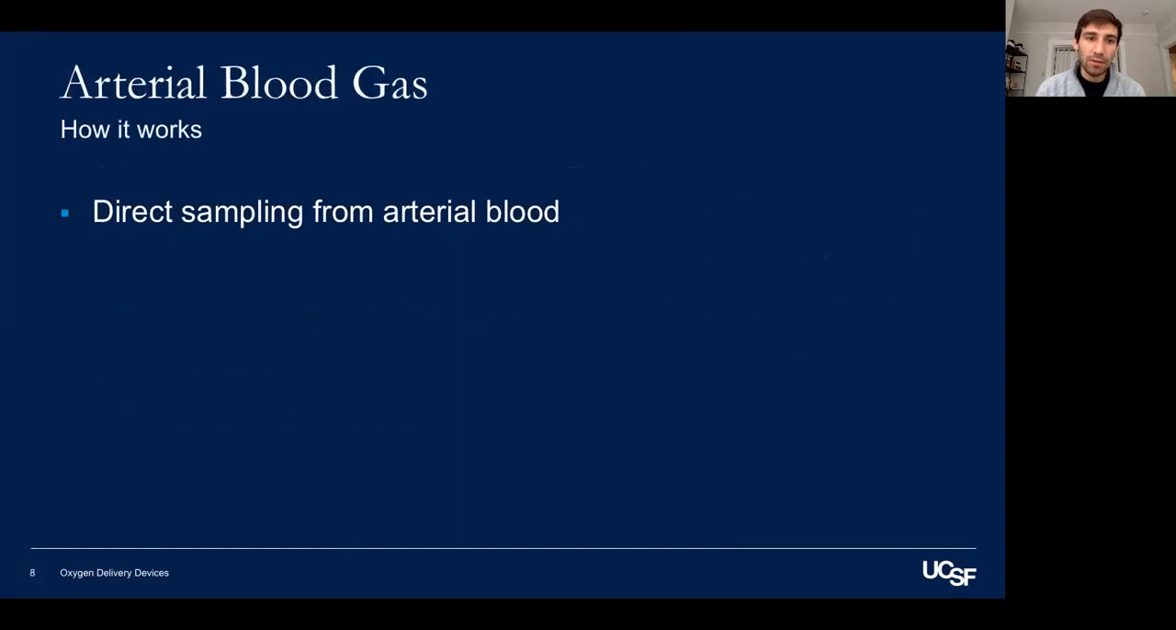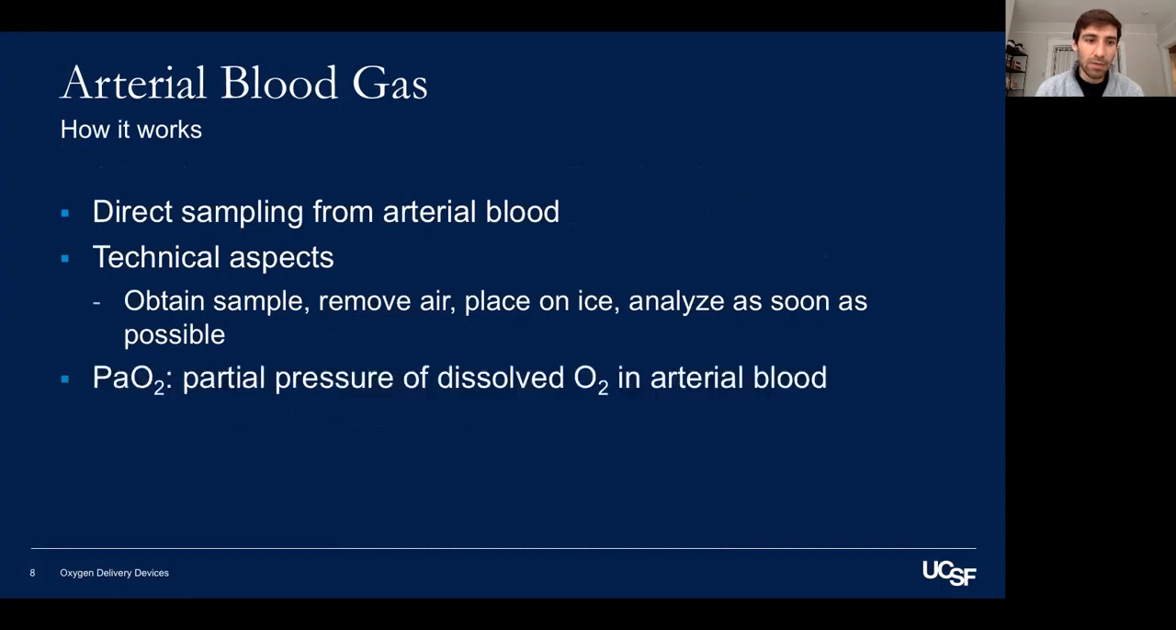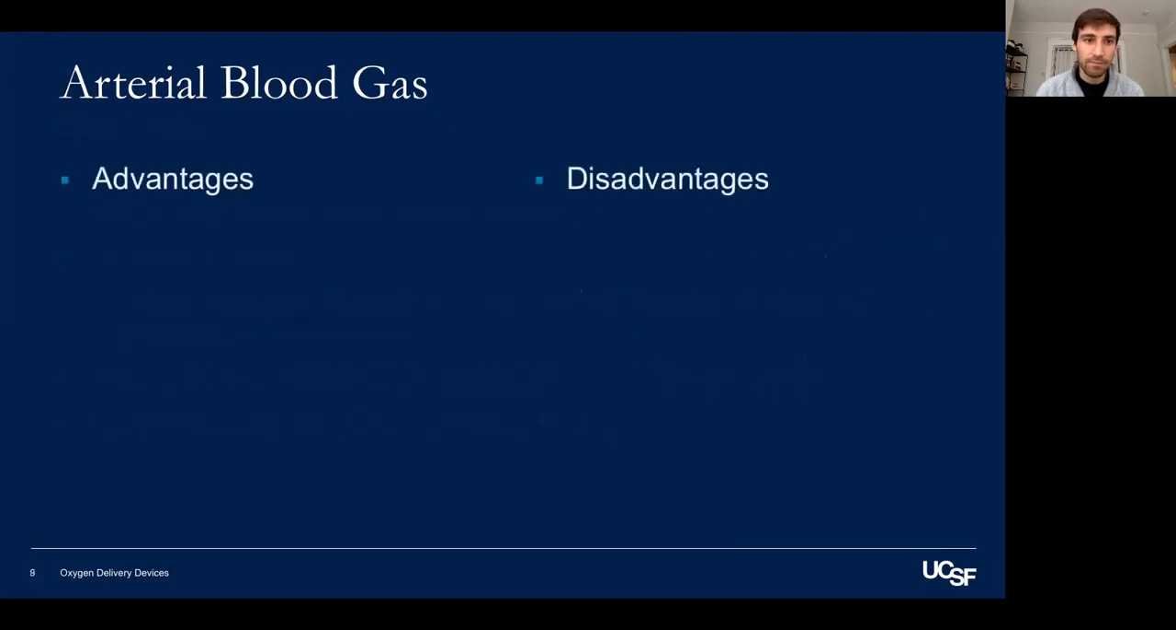Arterial blood gas is used by directly sampling the arterial blood. There are technical aspects involved to make sure it's accurate. And this measures the partial pressure of dissolved O2 in arterial blood. And it gives you other outputs that we'll discuss in a second.